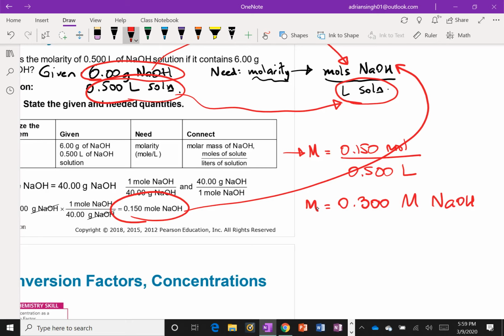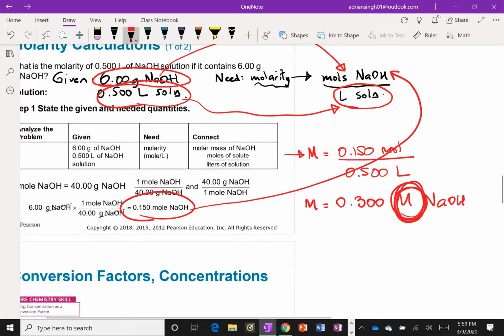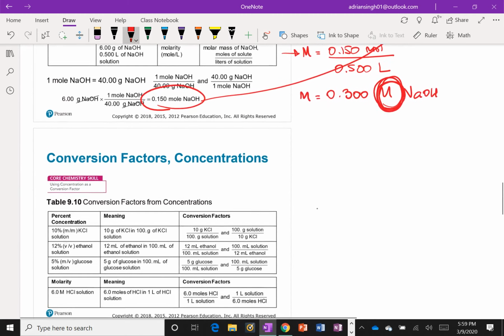Right? So in order to do these types of calculations, you need to know what M, big M, means. Moles of solute per liters of solution. And if you're not given those units, convert them to the right unit. We know how to get to moles. We know how to convert other units of volume to liters. So you just need to get to those two things to get your molarity.